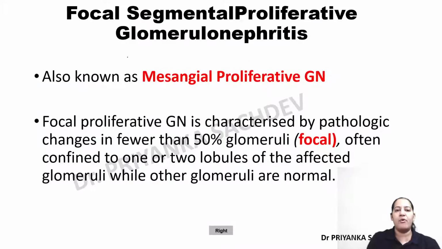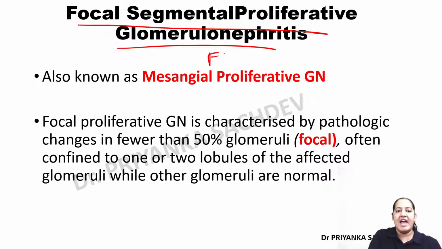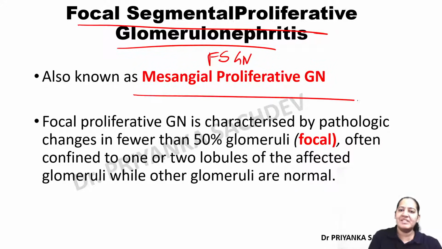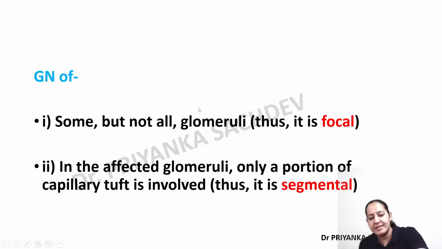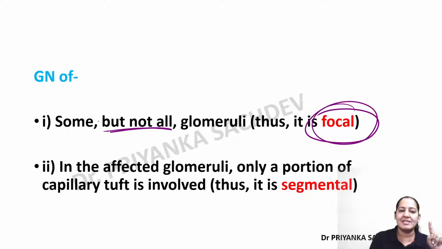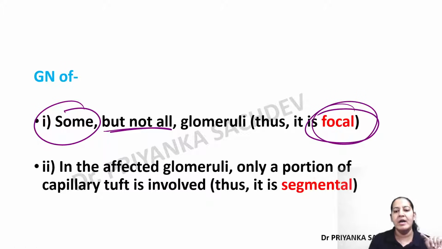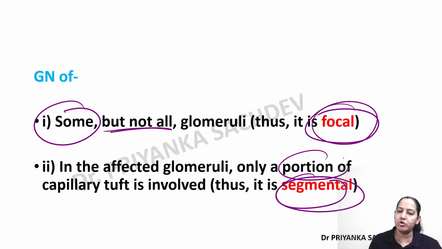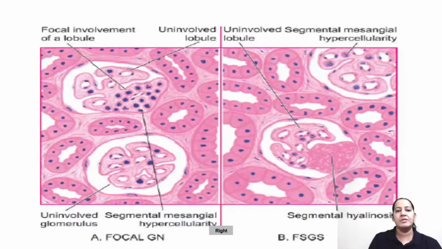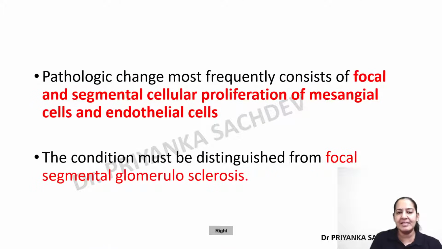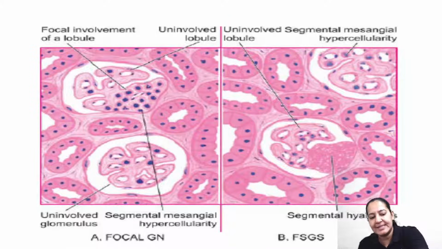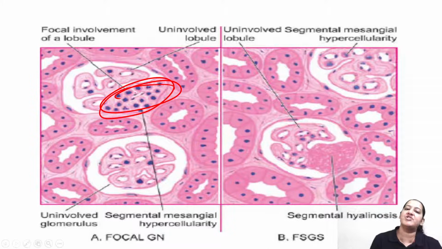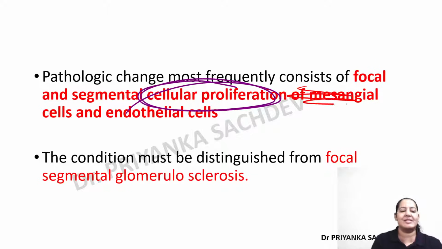So first, let's study focal segmental glomerulonephritis, FSGN, also known as mesangial proliferative glomerulonephritis. Right? Here the disease is focal and the disease is segmental. You explain me the meaning. So focal means not all. Some of the glomeruli are involved, some are not involved. And segmental means a portion is involved, a portion is not involved. Right? So you can see here, and the disease is only one, hypercellularity, increased proliferation. Can you see increased cells here? What cells are these? These are all mesangial cells. So hypercellularity of the mesangial cells, that is the disease.